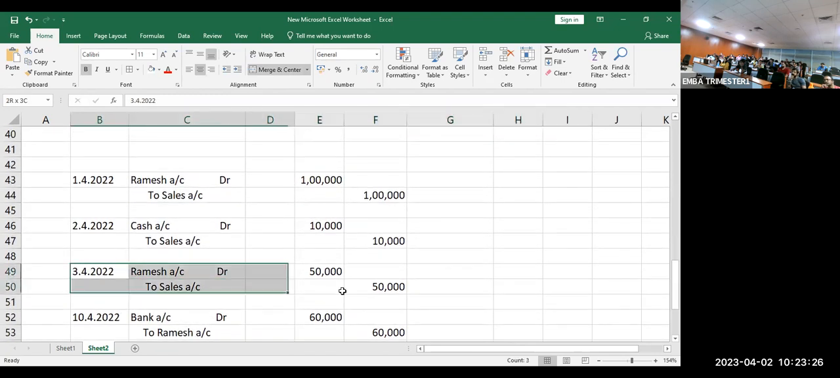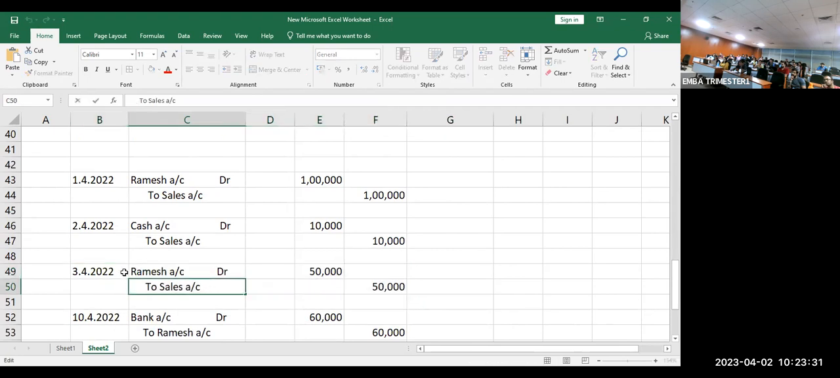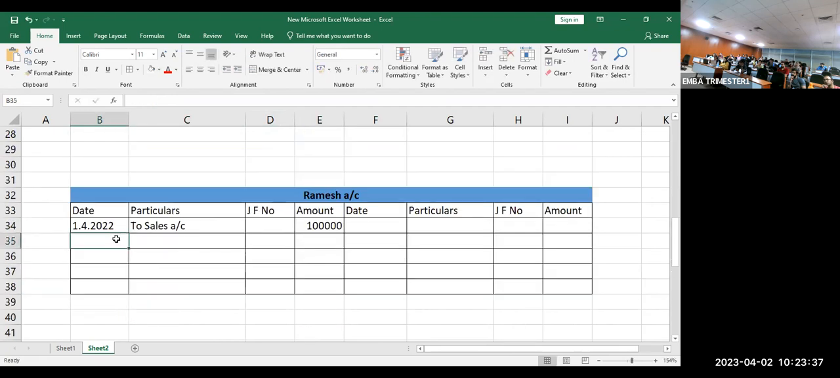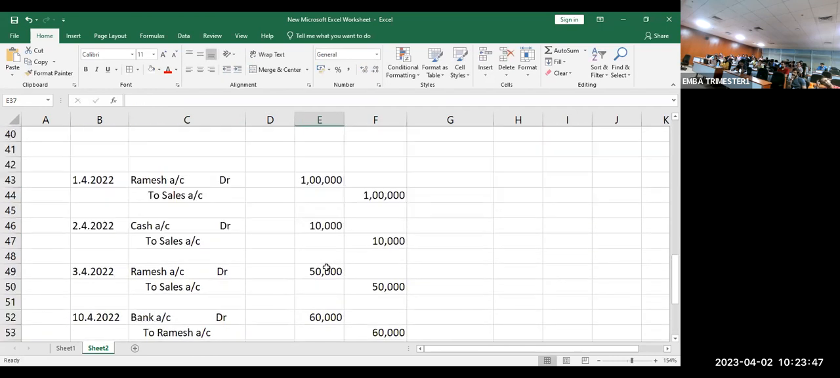Okay. Next one. Ramesh to sales is there. So to sales, how much? 50,000 rupees. Date is 3/4. Ramesh is on the debit side, so I'm going to the debit side. I'm writing it here: to sales account, 50,000 rupees.